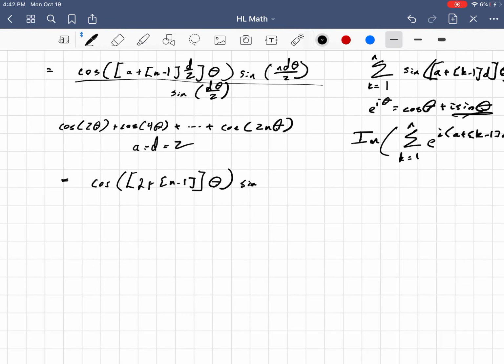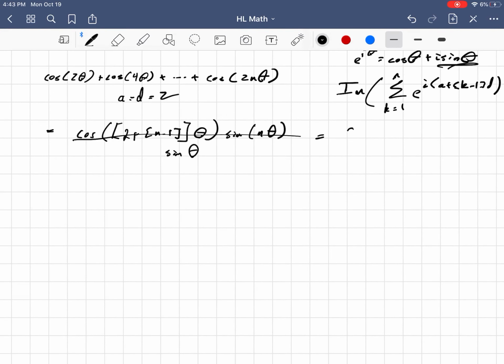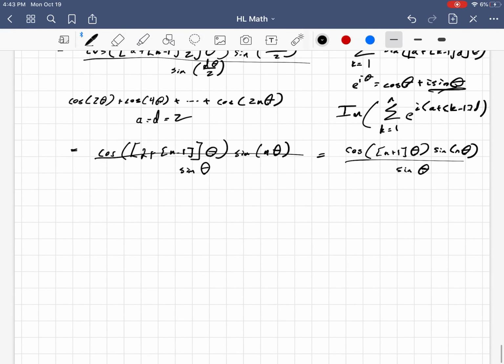Then we have the sine of n theta, because d is equal to 2 and those 2's just cancel out, over the sine of theta. For the same reason, the d and the 2 cancel out, because d is 2. So simplifying once more, we have cosine of n plus 1 theta times sine n theta over sine theta. And so that is the answer to this original sum right here.